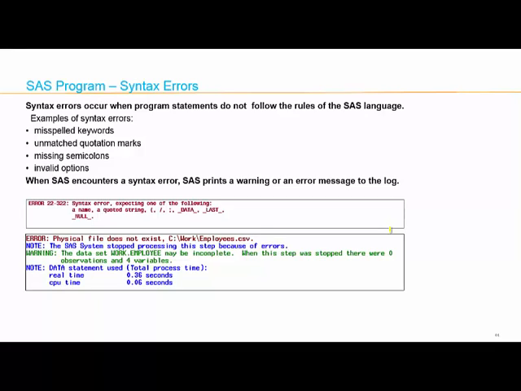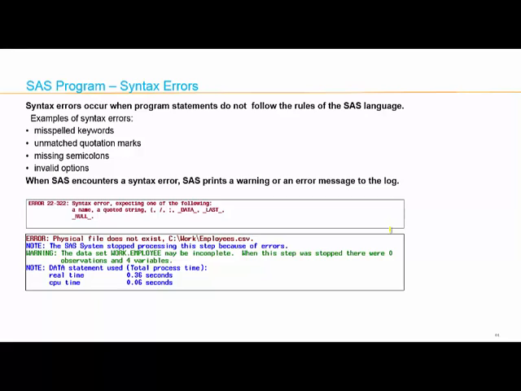If it's misspelled, sometimes SAS will identify it on its own, or it will throw an error message. Unmatched quotation marks, in the sense whenever you have a starting quotation mark, it should end within the same line, or it can end in the next line, but you have to make sure when you start with a quotation mark, be it single or double, it should end in the appropriate place. For missing semicolons, SAS will throw an error message. Try to avoid these syntax errors.